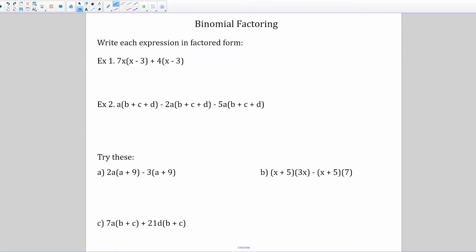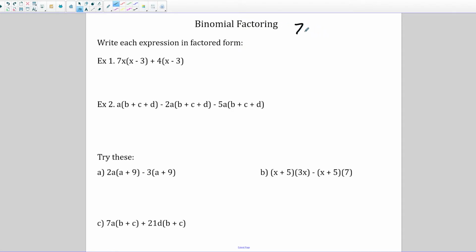On this page, we're going to introduce the idea of binomial factoring. Now, binomial factoring really is the same thing as what we've done on the previous pages, except now instead of taking out a factor that is a single term or a monomial, we're now actually going to be factoring out a binomial.